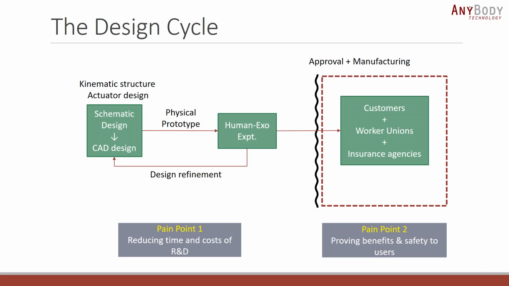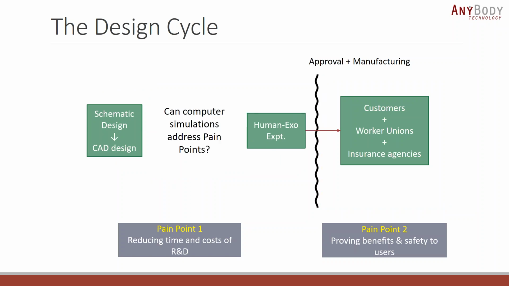It could be the approval committee or worker unions in case you're trying to sell an industrial exoskeleton, or health insurance agencies. So being a company who manufactures software for human body simulations, a question that we started asking was, can computer simulations actually help in addressing these pain points in some way?